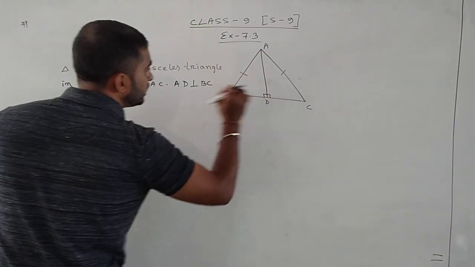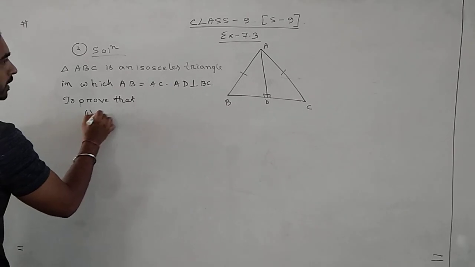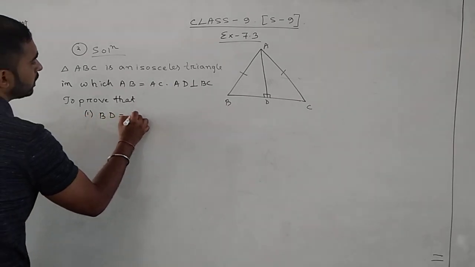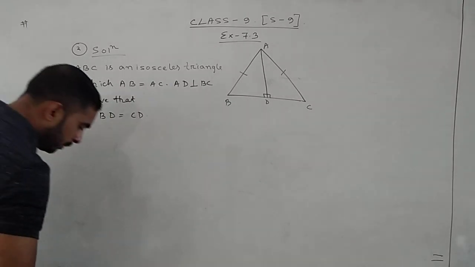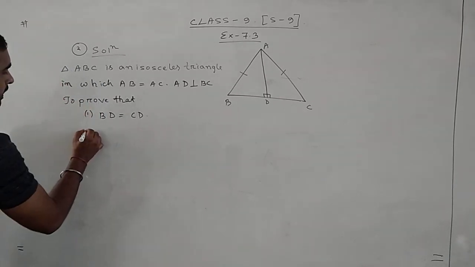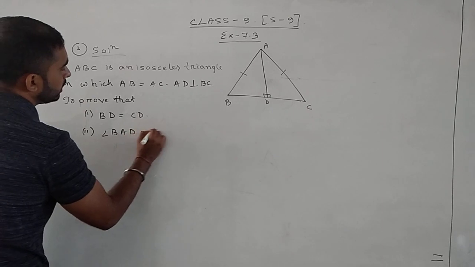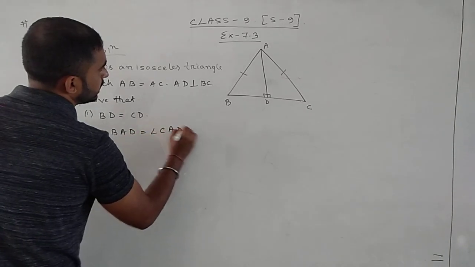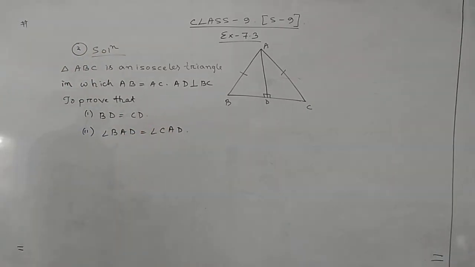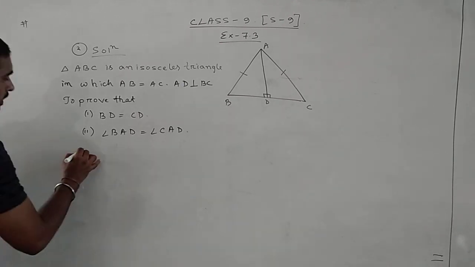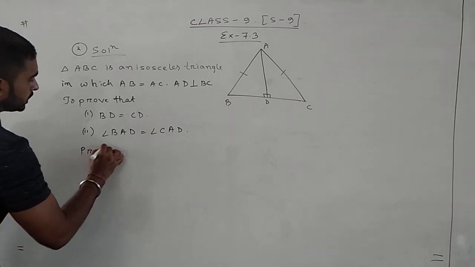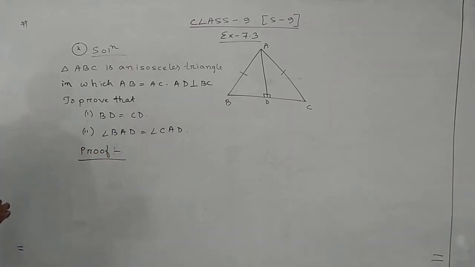AD bisects BC means to prove that number 1, BD equal CD, and number 2, AD bisects angle A, that is angle BAD equal angle CAD. These are the two things we have to prove: BD equal to CD and angle BAD equal to angle CAD. Now proof. There is no construction, so simply proof.